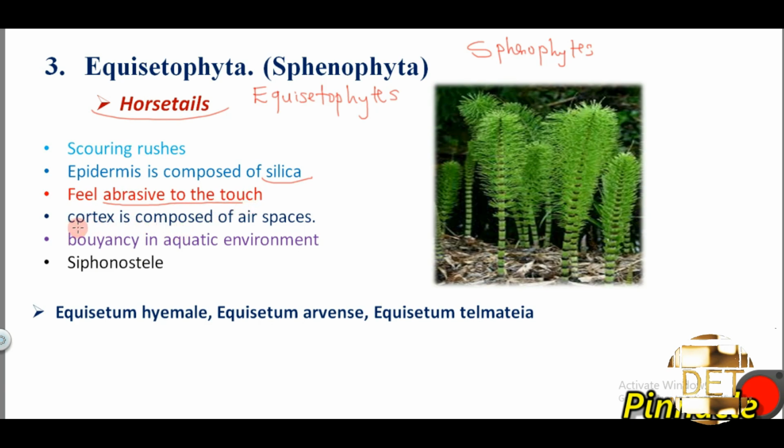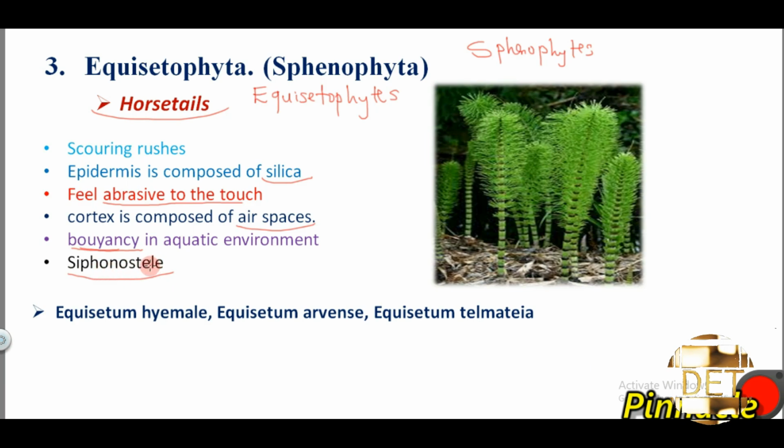Another unique feature of the Equisetophytes is that the cortex is composed of air spaces. Their cortex contains a lot of air spaces, and that accounts for their buoyancy in aquatic environments. So if you put an Equisetophyte in water, it's going to float. Why? Because the cortex is composed of air spaces. That gives them the ability to be buoyant in water.